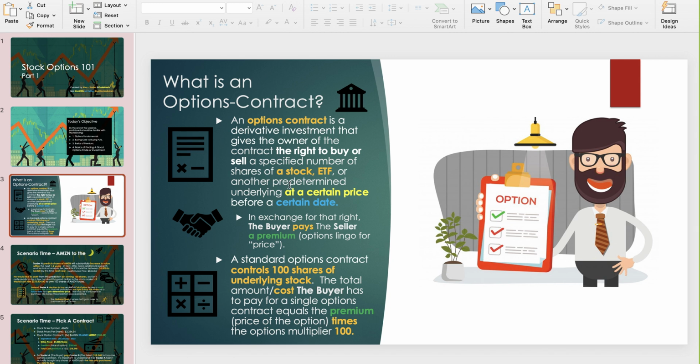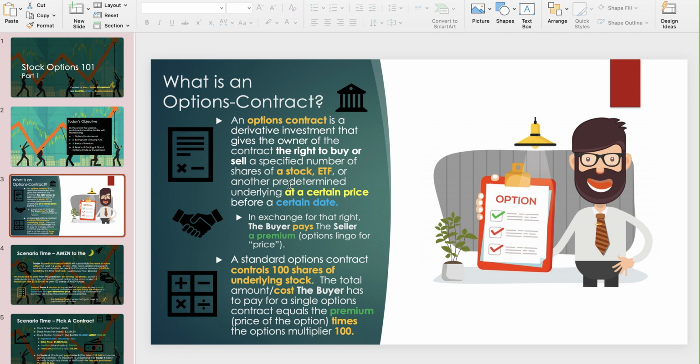So, an options contract is a derivative investment that gives the owner of the contract the right to buy or sell a specified number of shares of a stock, ETF, or another predetermined underlying stock at a certain price before a date. So, in a sense, when you buy an options contract for something, you're not buying the stock. But if you're buying a call option for a stock, you're essentially buying the right to buy that stock at a future date for a future price, right?